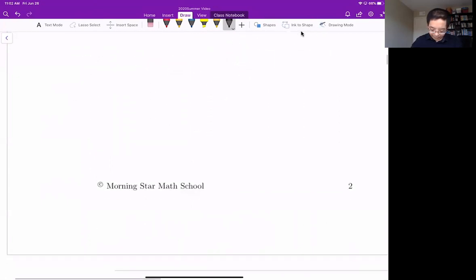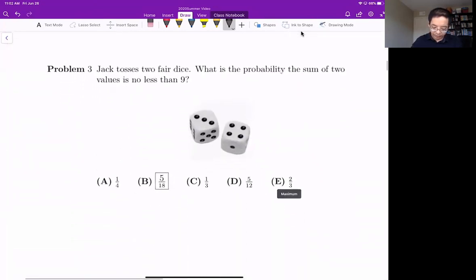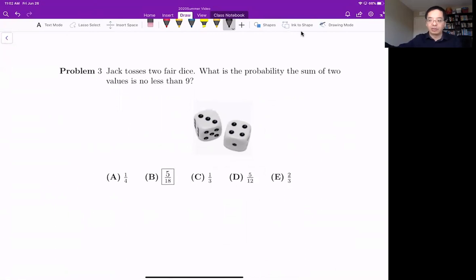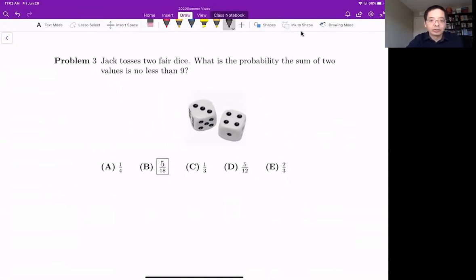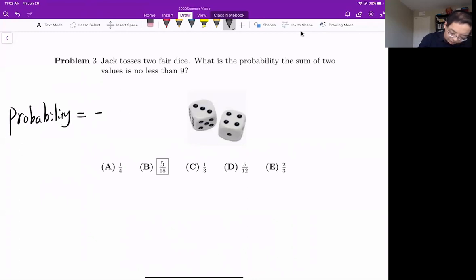Okay, next, let's look at problem 3. Problem 3 is a problem about probability. First of all, let's recall the general formula to calculate probability. Probability itself is a fraction. It is just a ratio.